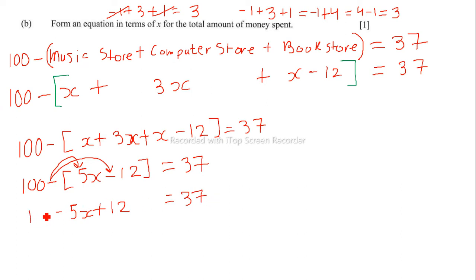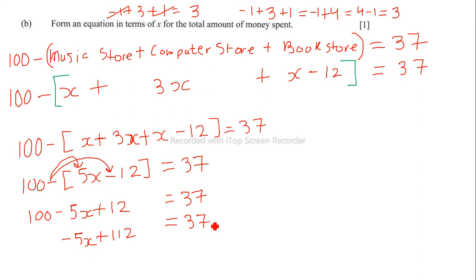And so we have 100 here. Now we could group the like terms. What is 100? So we're going to add 112. So what is 112? 112. Good. So we have a -5x plus 112, because we add the 100 and the 12. That's going to give us 37.